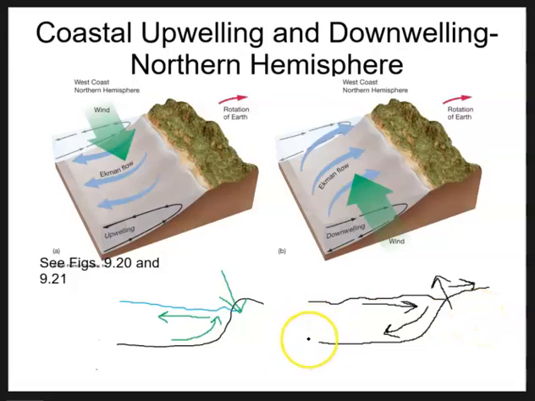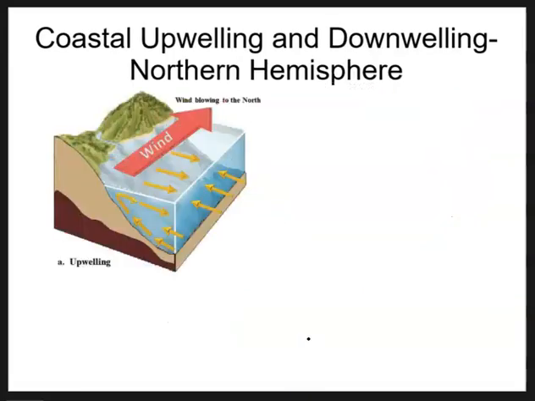Now, let's look at what happens along the east coast in the northern hemisphere. Okay, so here we have land, now on the opposite side than what I showed you previously, and we have a wind that's going towards the north. So Ekman transport is going to be 90 degrees to the right of the wind direction. So that's actually going to be away from the shoreline. And what we end up with is upwelling.